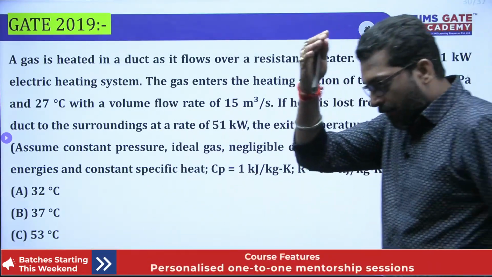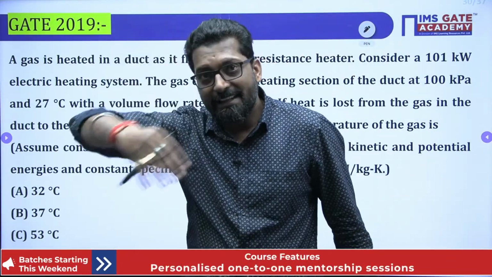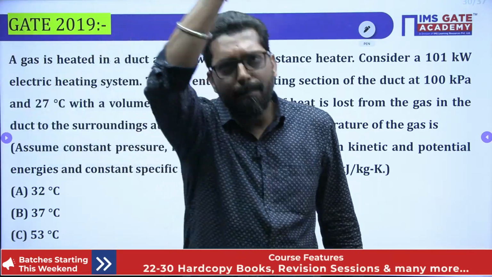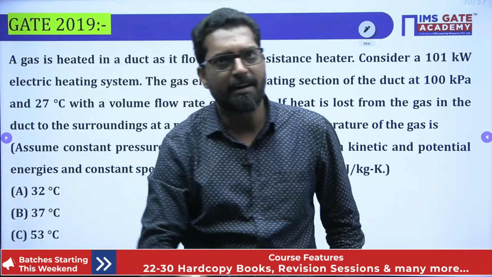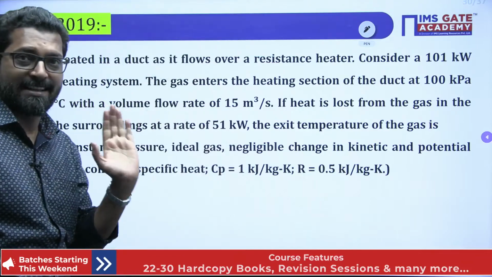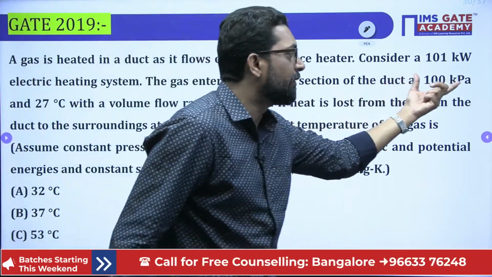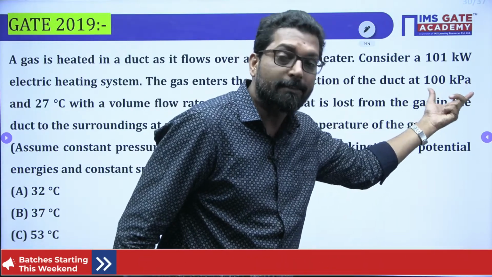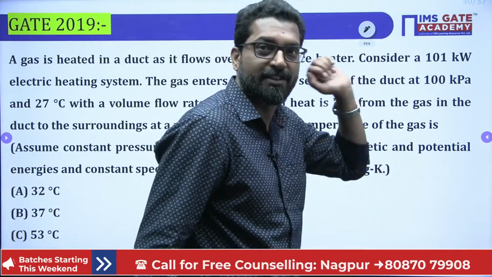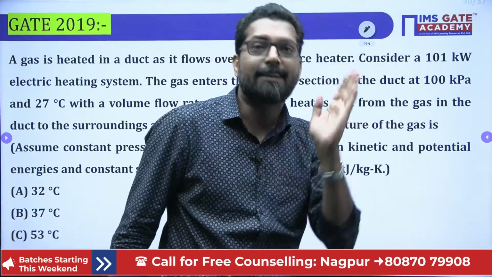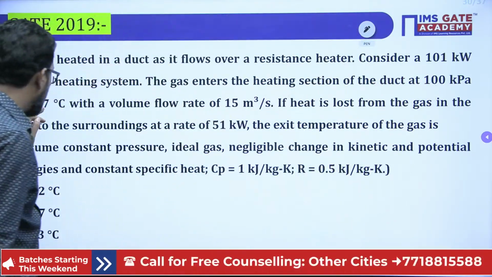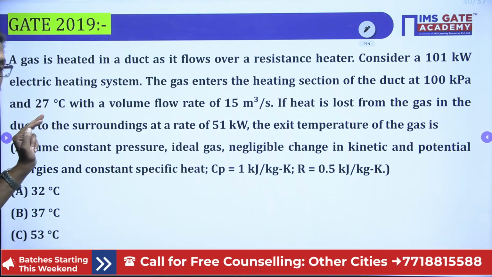If you assume there is a control volume, there is an inlet section and an exit section. There can be many inlets and many exits, but in this case only one inlet and one exit. At the inlet section the properties are given, not at a point but at the section. That means pressure and temperature are the same throughout that cross section. So the property at the inlet section is 100 kilopascal in pressure and 27 degrees centigrade in temperature.